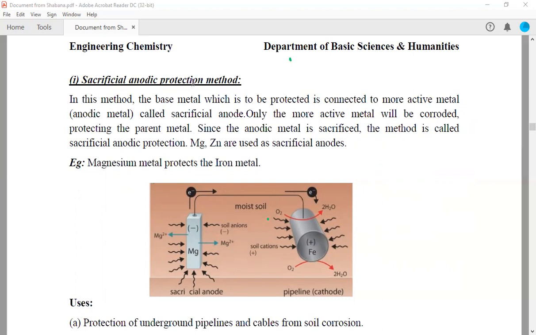So in this method, the base metal which is to be protected is connected to the more active metal, which is known as the sacrificial anode. Only the more active metal will be corroded, protecting the parent metal, that is the base metal. Since the anodic metal sacrifices itself, the method is called the sacrificial anodic method. The best examples are magnesium and zinc, which are used as sacrificial anodes.